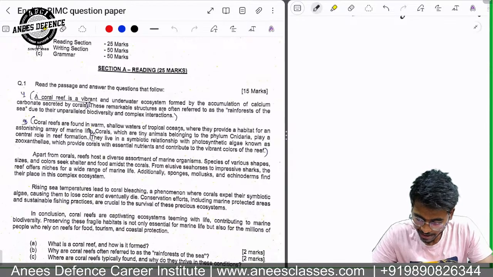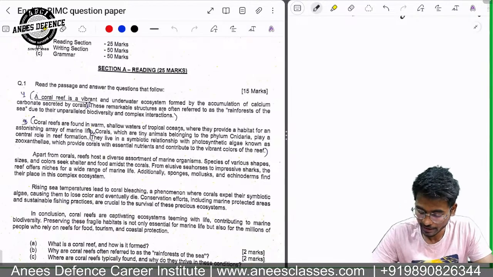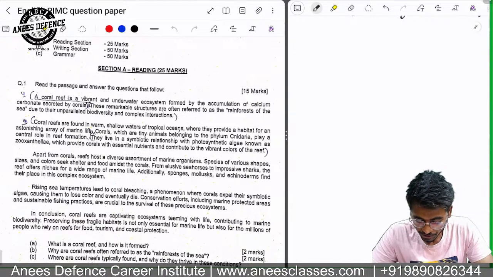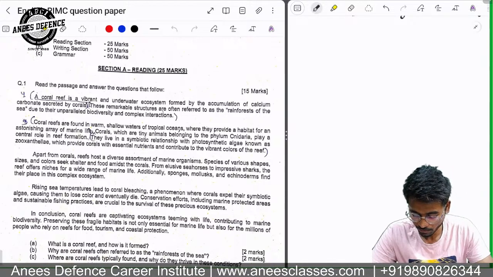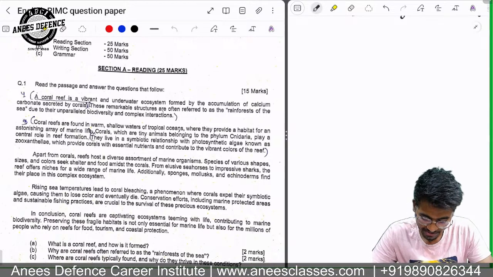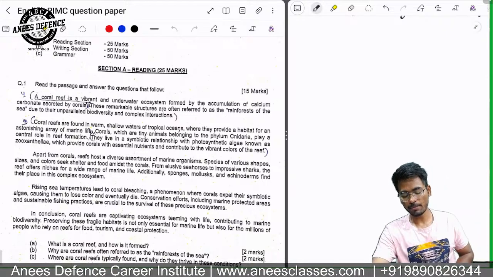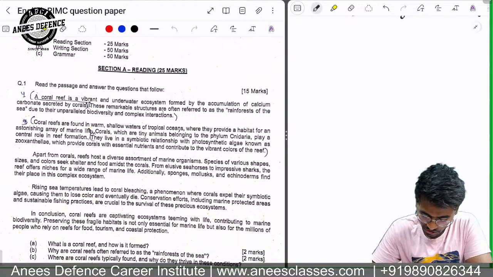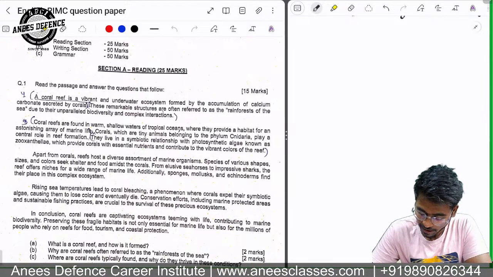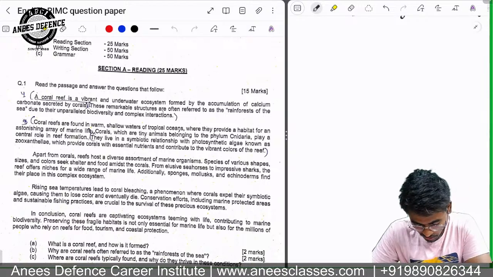Corals, which are a tiny animal belonging to the phylum Cnidaria, play a central role in reef formation. They live in a symbiotic relationship with photosynthetic algae known as zooxanthellae, which provide corals with essential nutrients and contribute to the vibrant colors of the reef. Apart from corals, reefs host a diverse assortment of marine organisms. Species of various shapes, sizes, and colors seek shelter and food amidst the corals. From elusive seahorses to impressive sharks, the reef offers niches for a wide range of marine life. Additionally, sponges, mollusks, and echinoderms find their place in this complex ecosystem.